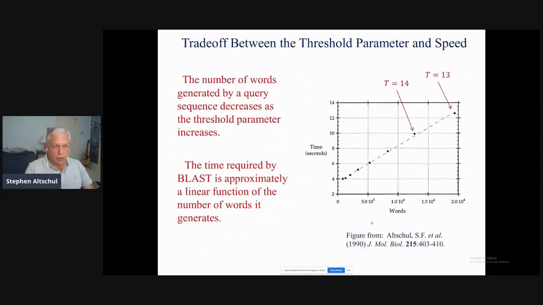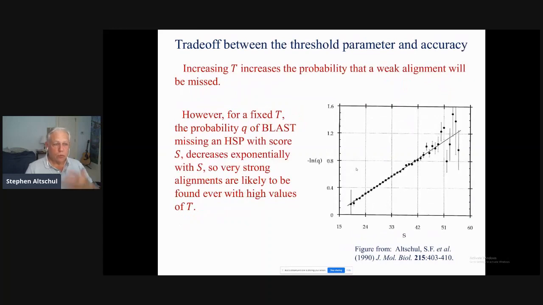And here is basically a slide showing that there is, of course, this trade-off in speed. This is the amount of time it takes to run, in seconds. As you increase the threshold, you had fewer words that you had to look up. And as you increase the threshold more, the program would run more quickly. But of course, this also led to a trade-off in sensitivity.